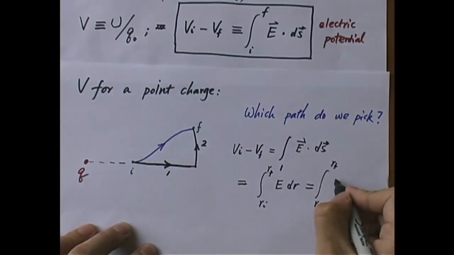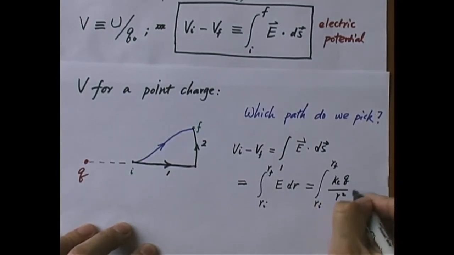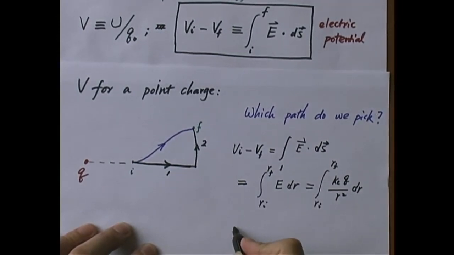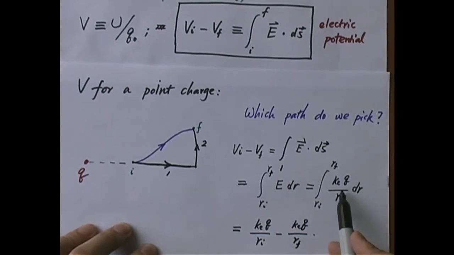It is k Q over r squared, and then dr. Well, that's quite simple to calculate, so let's write down the result. The result is k e Q over r initial minus k e Q over r final. Now, as you know, the integral gives you negative 1 over r, right? But since we're going from initial to final, we flip it around, and then the negative sign cancels.